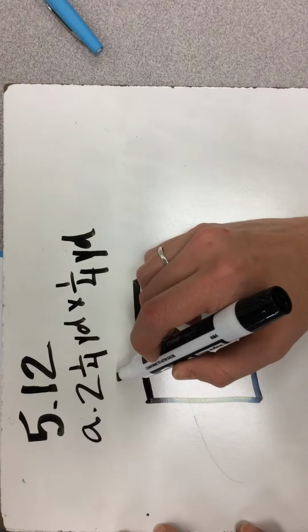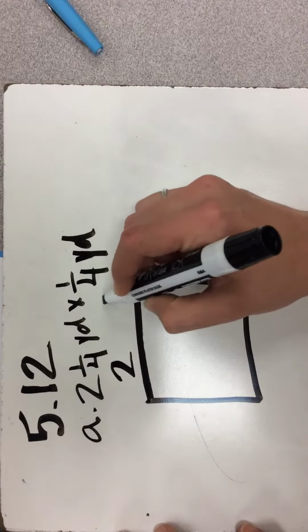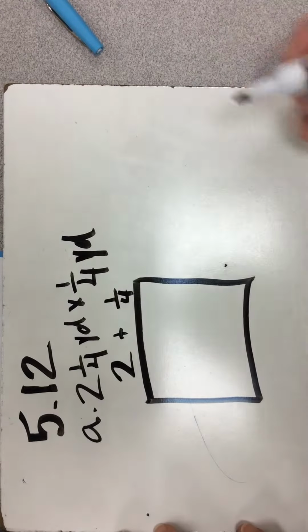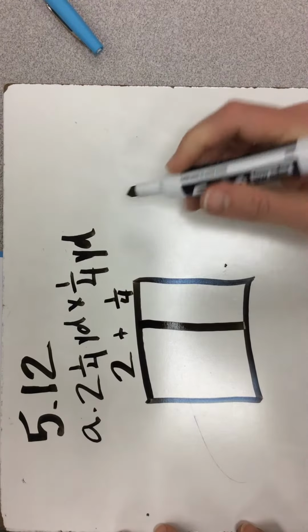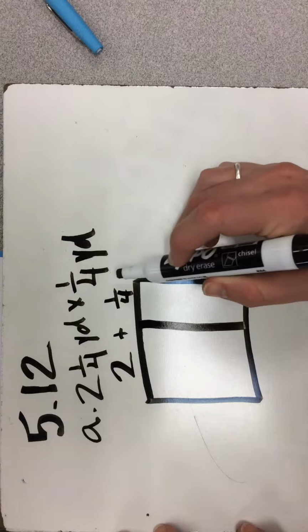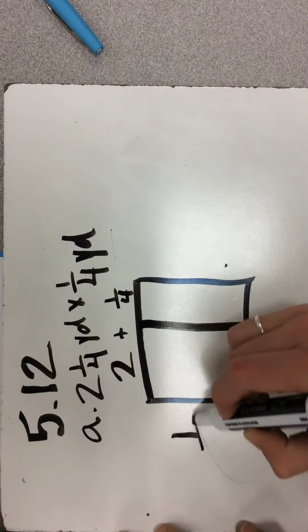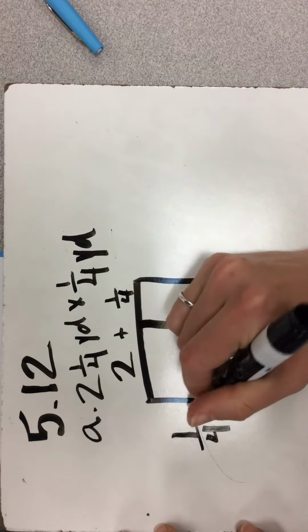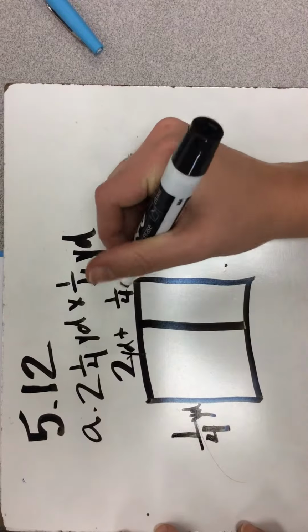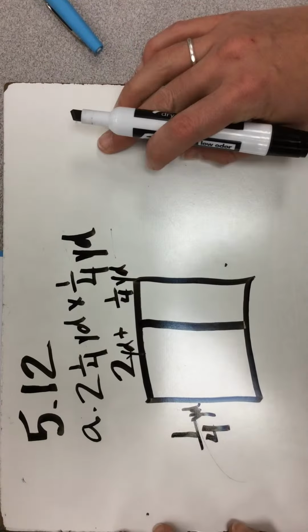So I'm going to decompose 2 1/4 to 2 plus 1/4. And I'll draw a line to go ahead and separate that. Now, my last dimension is 1/4 yard. Don't forget to write in those dimensions. I know it's hard to remember, but we want to be thorough.